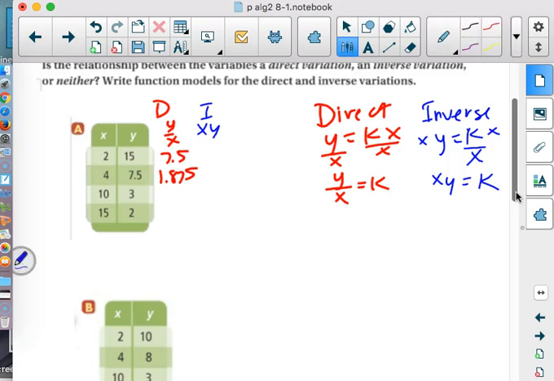X times Y. Let's see, 2 times 15 is 30. 4 times 7.5. 7.5 and 7.5 is 15. Double that. Oh, yeah, we get 30. 3 times 10 is 30, and there it is. It's inverse. That's what it is.